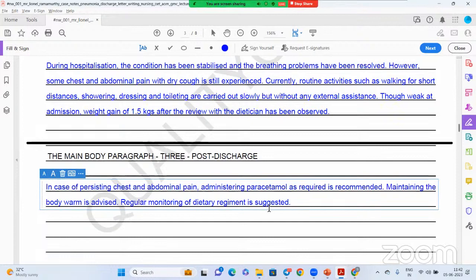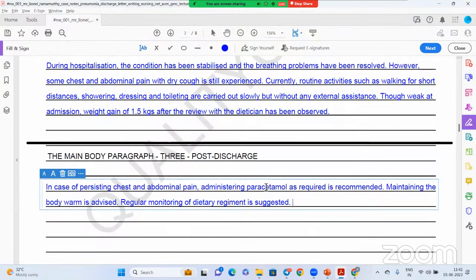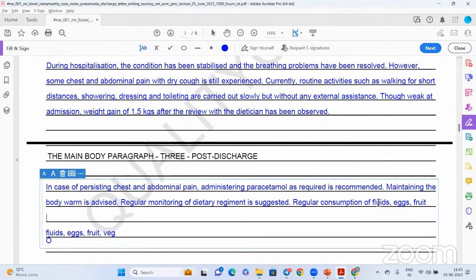Next point is, you can see here, increased consumption of fluids, eggs, and fruit and vegetable. Okay, so let us copy the same thing as it is and modify here. Regular consumption of fluids, eggs, fruit and vegetables.